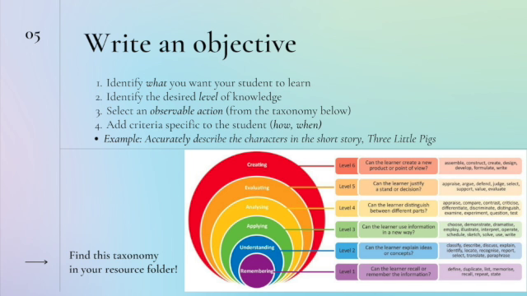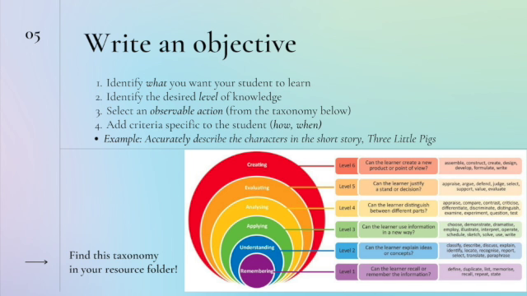To make an objective, follow these 4 steps. Identify the noun or the thing you want your student to learn. Example, say you want your student to learn 7 steps of the research process. Identify the level of knowledge that you want.